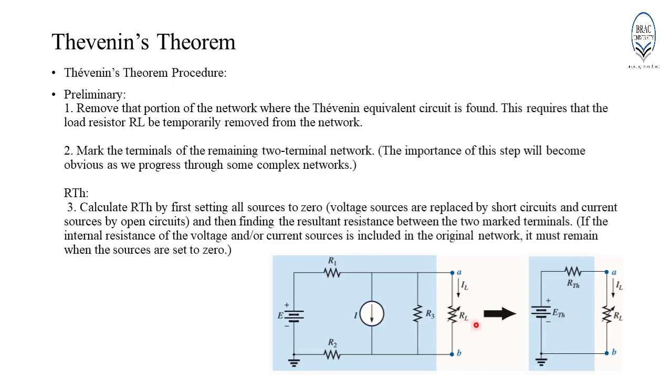The third step is to determine R Thevenin. In order to determine R Thevenin using this complex structure, we need to deactivate all the sources. The voltage source must be replaced with its short circuit equivalent, and the current source must be replaced with its open circuit equivalent. After that, we determine R Thevenin. After determining R Thevenin, the next step is to determine the Thevenin voltage, which is E Thevenin.